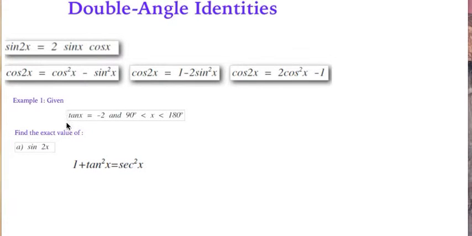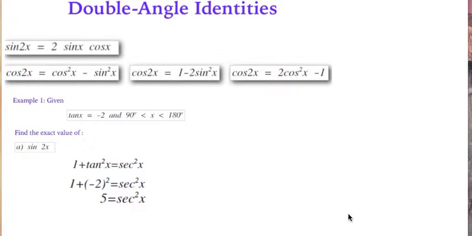And you just need to substitute the value of tangent given, which is minus 2, in this identity to get the value of secant. So we get 1 plus minus 2 squared equals secant squared. Simplify this to get the value of secant squared. So you get secant squared equals 5. Here we are. We managed to get the value of secant squared.